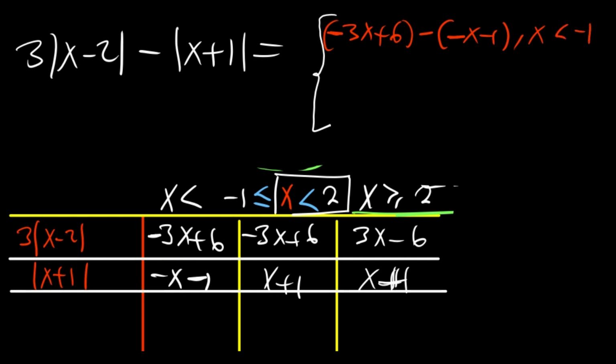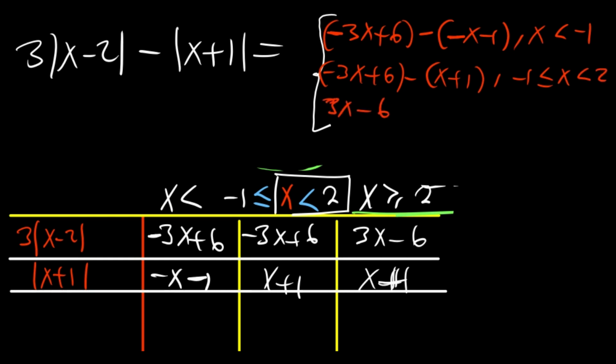In between, I have got negative 3x plus 6. Then minus, in the brackets, I have got x plus 1. Then the condition is that negative 1 less than or equal to x less than 2. The last one is 3x minus 6. You put them in the brackets minus x plus 1. The condition that x is greater than or equal to 2. Like that.